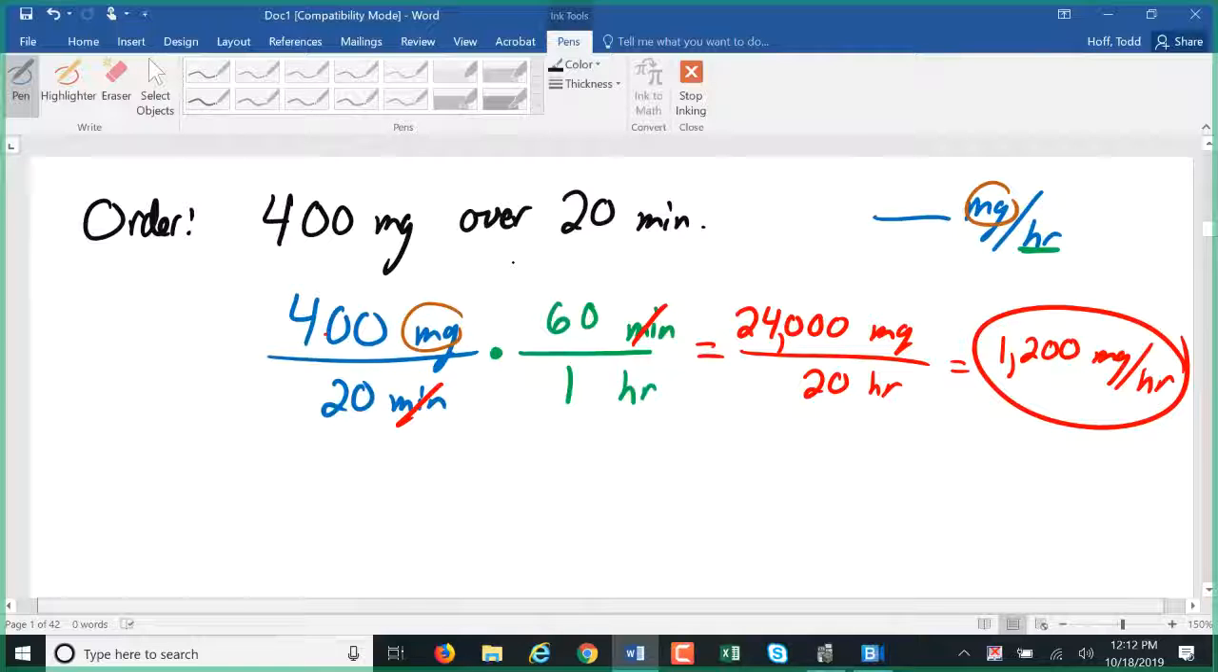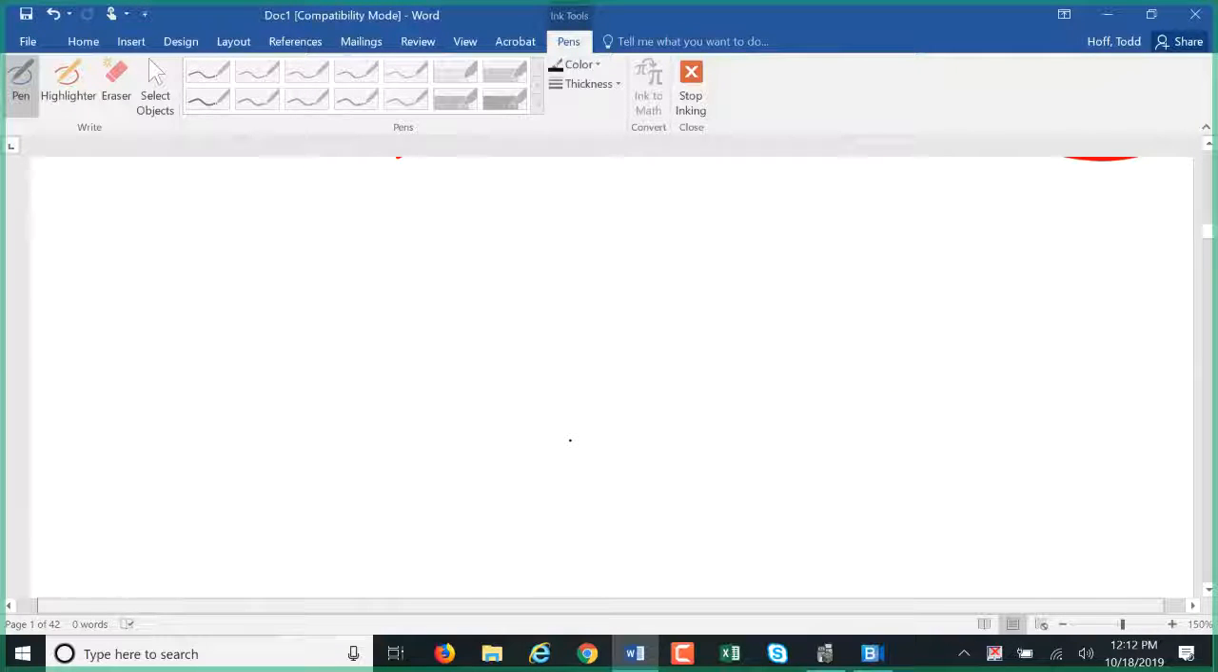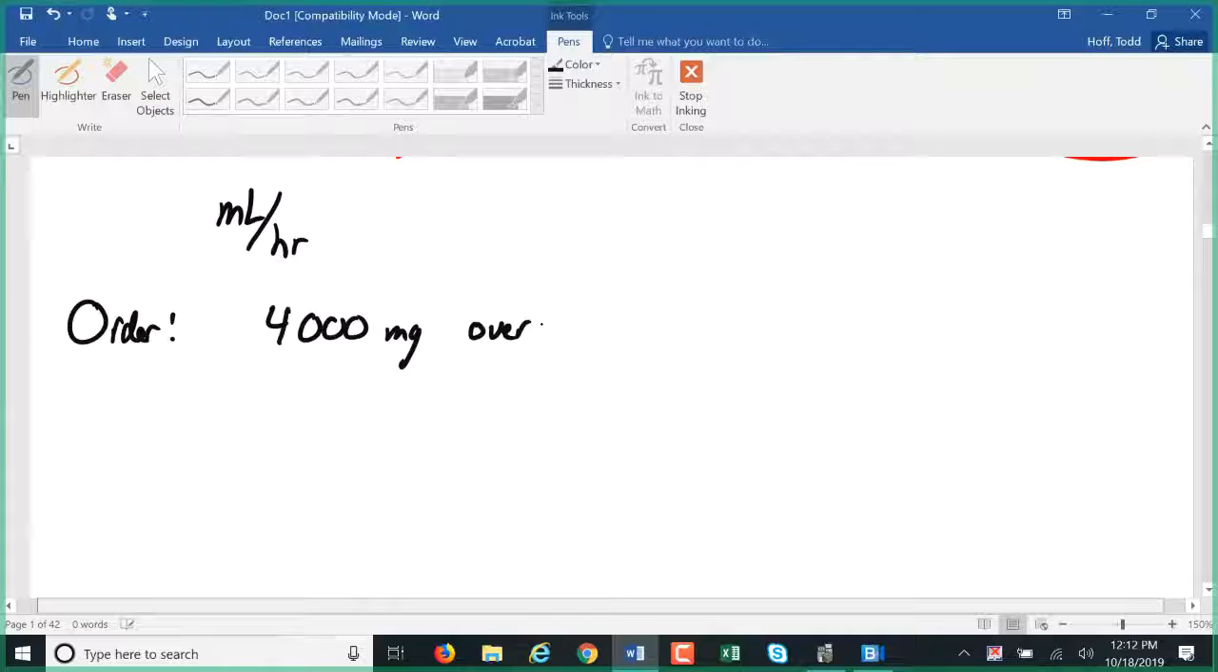Since what we're putting into the patient is a fluid, it's usually simpler to measure it in milliliters per unit of time rather than milligrams per unit of time. So we often will do that as milliliters per hour. So if we have an order to administer 4,000 milligrams over 8 hours.